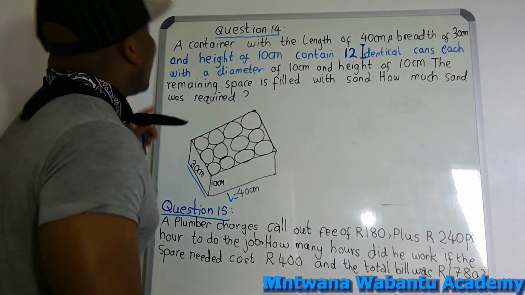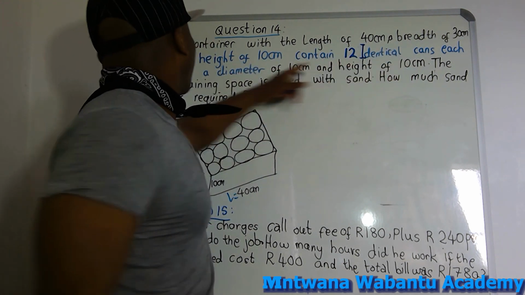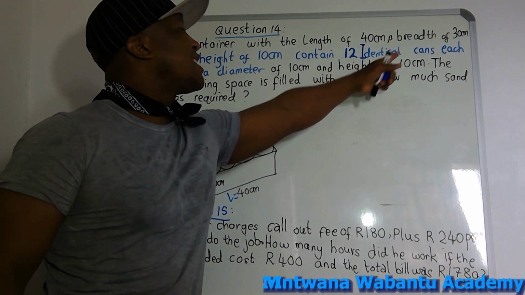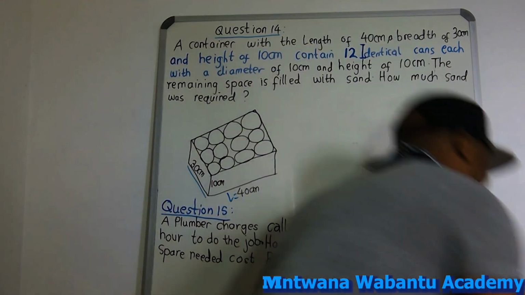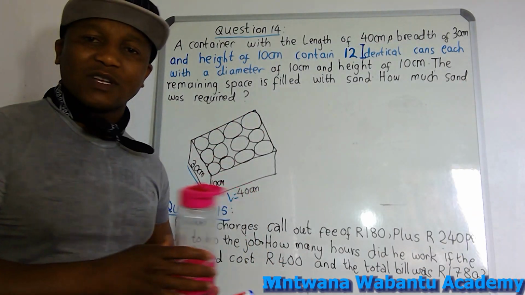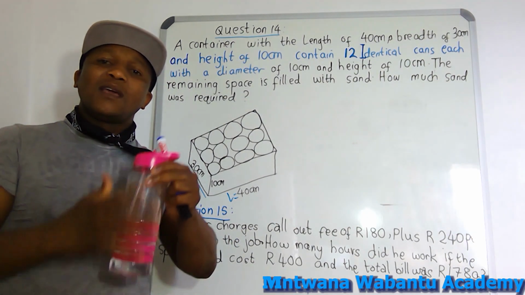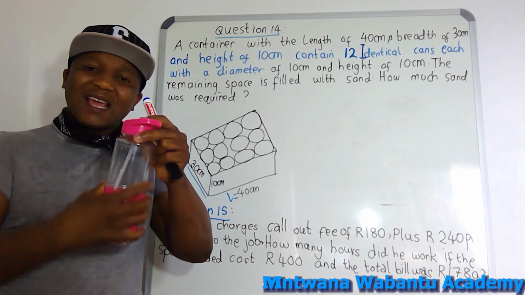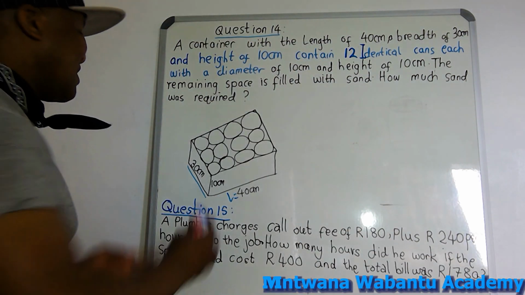What do you want? They say inside of it, this box with a height of 10 centimeter, contain 12 identical cans. Oh, so inside of this box we have 12 identical cans. Cans like something like this. You know, for example, if you go to the malls or shopping center, they have cans where sometimes they have baked beans or baked fish or any food. So those cans look like a cylinder. So we have 12 identical cans in that box.